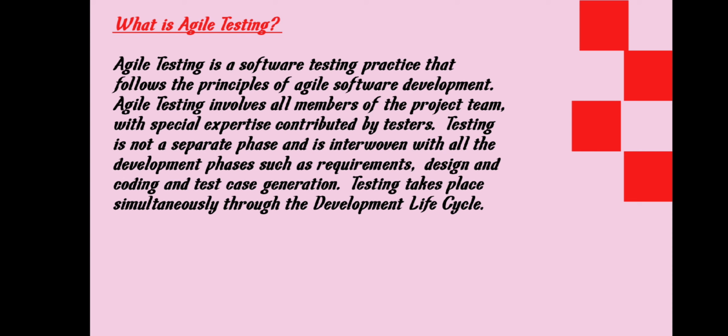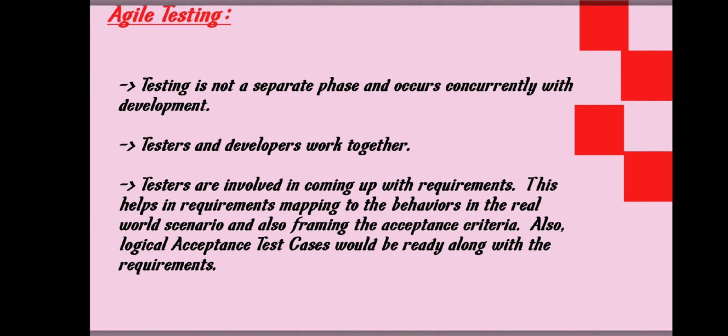Then, what is Agile testing? Agile testing is a software testing practice that follows the principles of Agile software development. Agile testing involves all members of the project team with the special expertise contributed by testers. It is not a separate phase and is interwoven with all the development phases such as requirements, design and coding and test case generation. Testing takes place simultaneously throughout the development lifecycle.